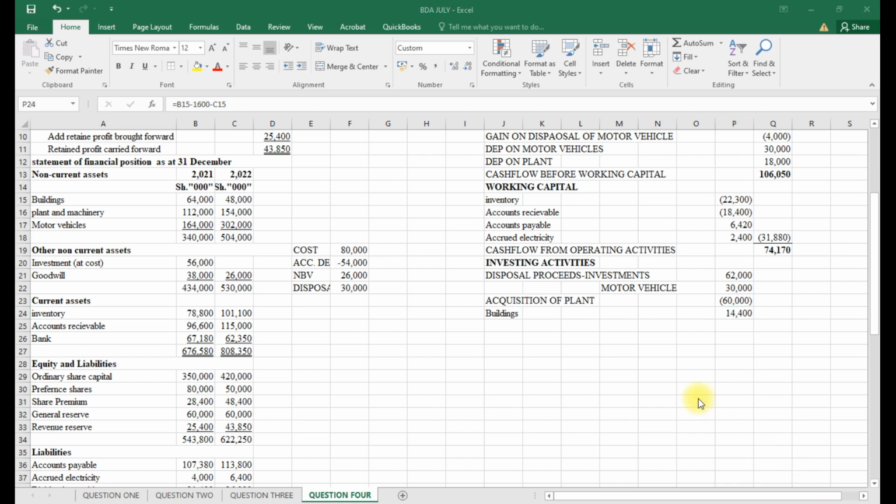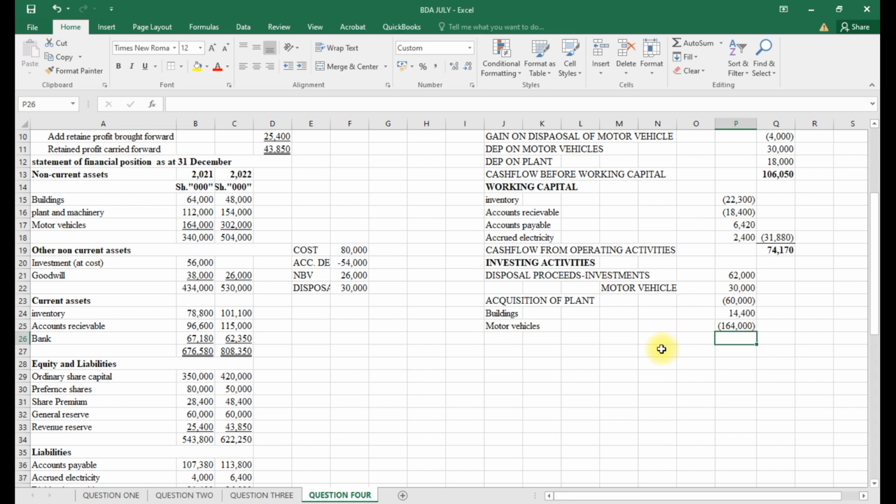And the other thing is motor vehicle. So what happened to the motor vehicle? At the beginning we had 164 and we sold. I'll start with 164 here. We minus what we acquired. Well, we sold motor vehicle. I'll minus the net book value, because this is already net book value, and the figure at the end was 302. So it means the motor vehicle we acquired was 164,000.